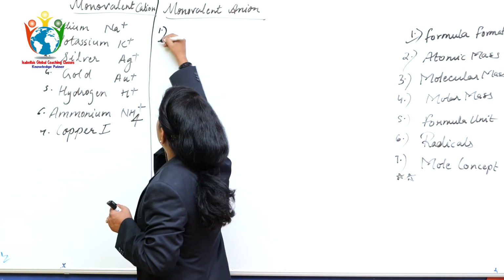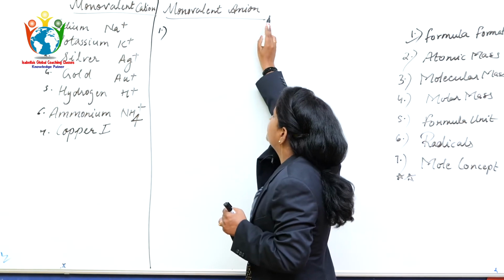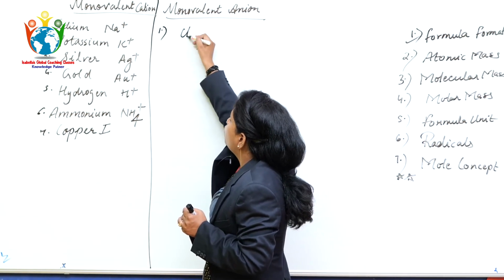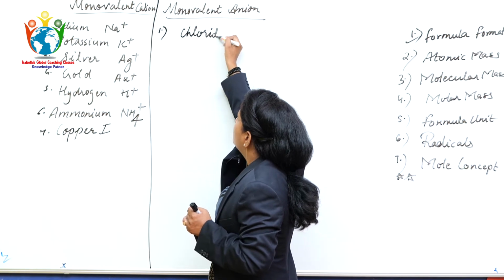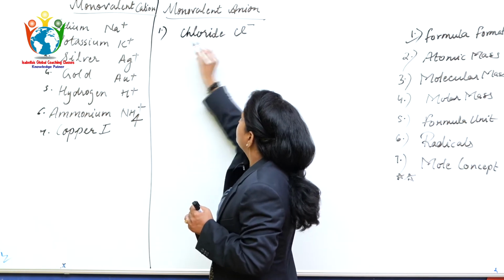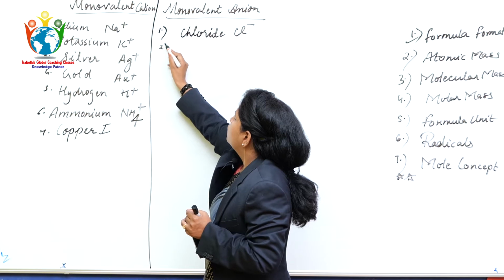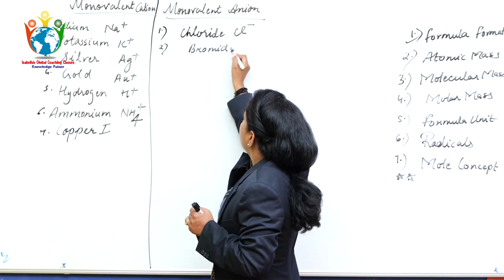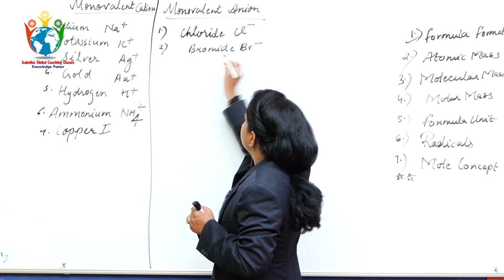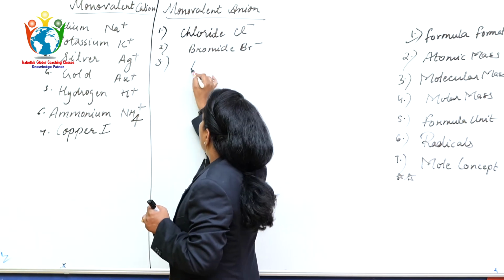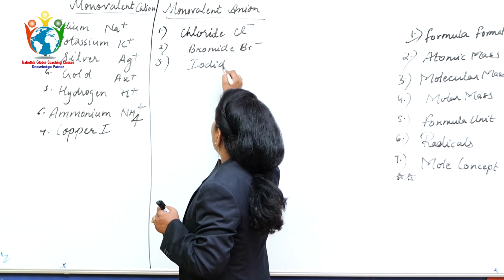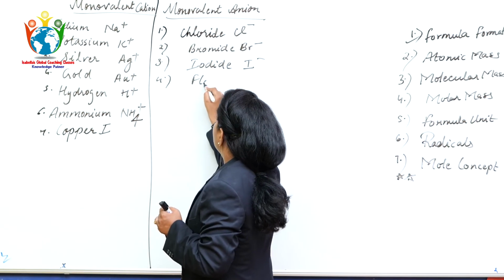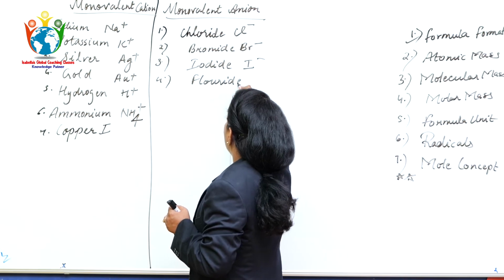Now here, monovalent anions means negative charge. Okay, so for the first one, what can we take? Chloride, Cl minus, bromide, Br minus, iodide, I minus, fluoride, F minus.